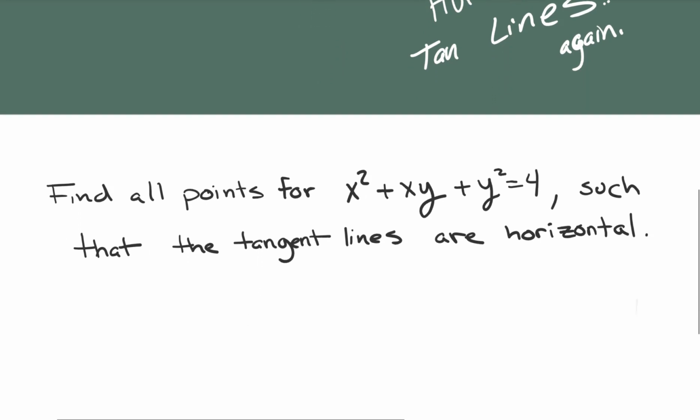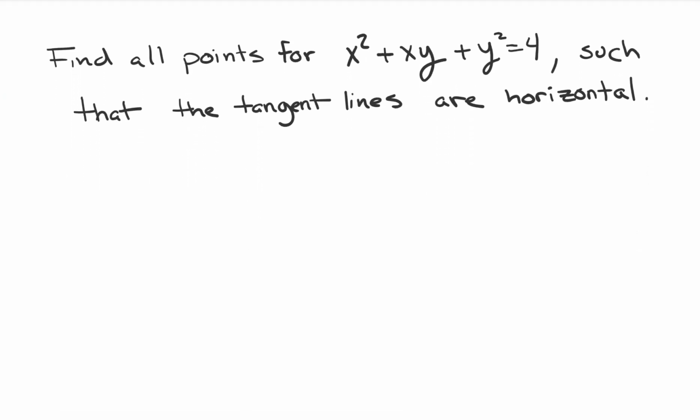Let's look at just one problem in this one. It'll be enough. We want to find all points on x squared plus xy plus y squared equals 4, such that the tangent lines are horizontal. Tangent lines are horizontal, that's aka dy/dx equals 0. That's what it means. Horizontal tan lines mean anywhere you see a dy/dx, you just lose that term.